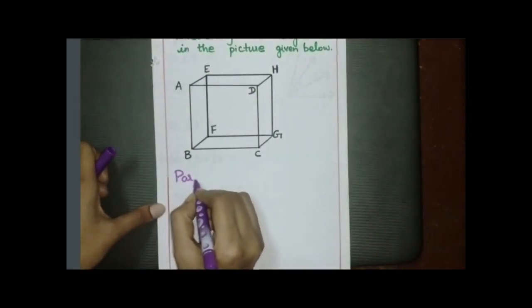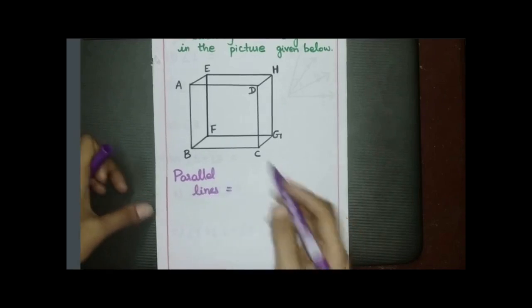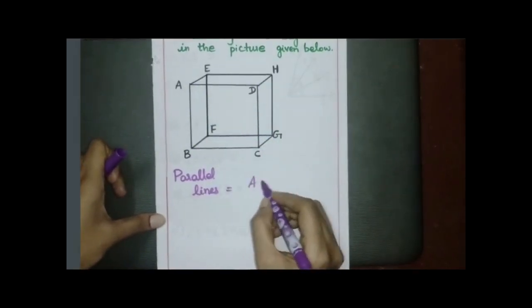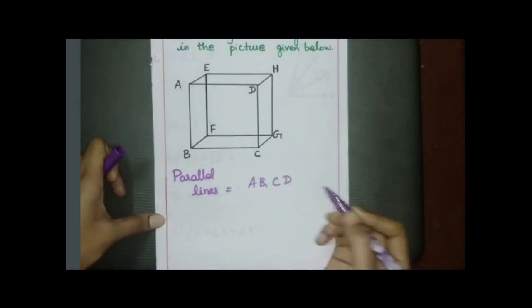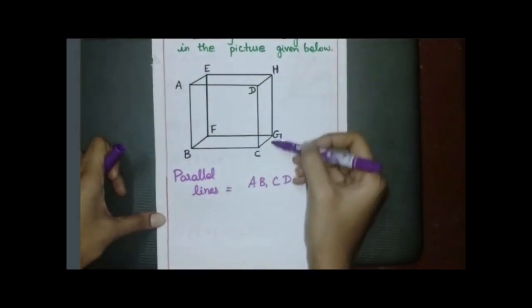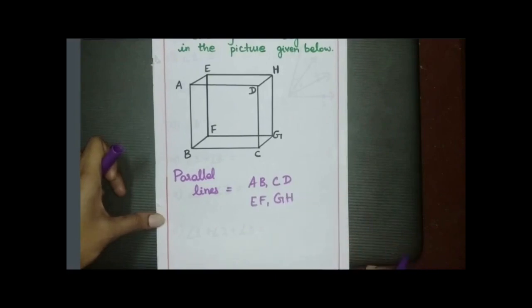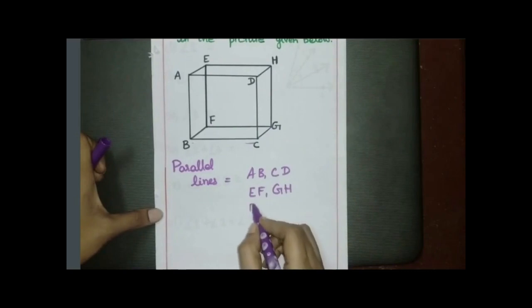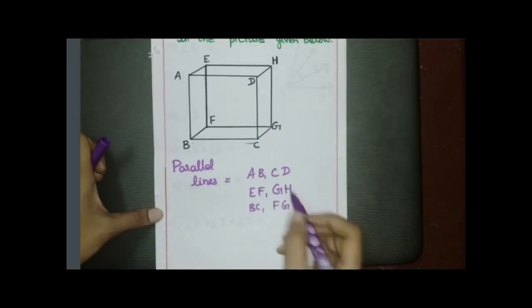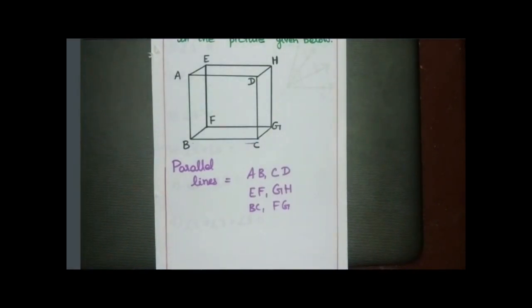First, parallel lines. AB, CD. So I am writing the first pair AB, CD. Next pair EF and GH. Next pair of lines BC, FG. Next one AD and EH. Similarly, you write the remaining parallel lines and send it to me.